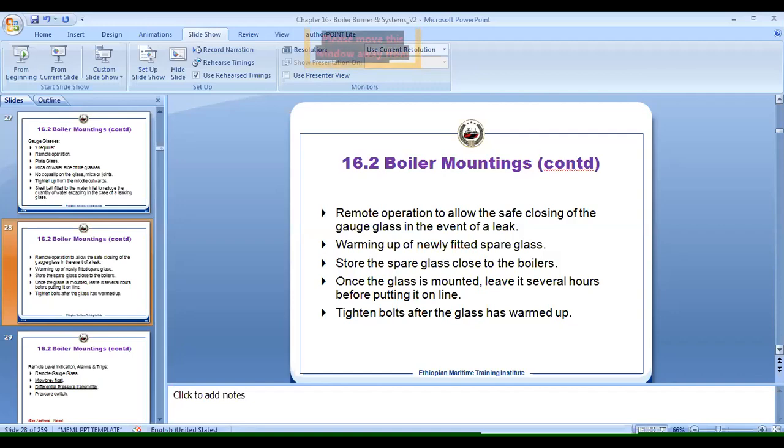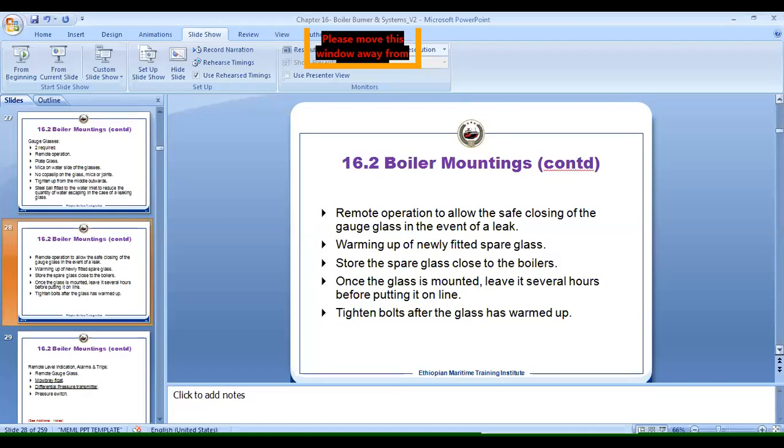That means all of you must have seen your gauge glasses, the cocks of the gauge glass, they are fitted with these wires. And at the end of the wire, there's a handle. By moving the handles, you can shut off the cock.